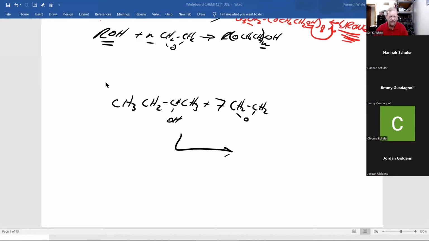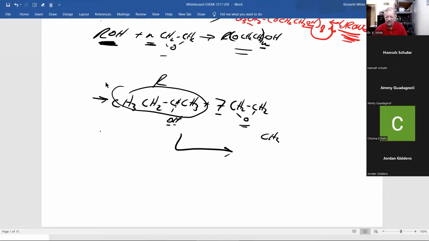Let's do this. If we look at this molecule right here, you look for what's different, what's not carbon, what's not a hydrogen. Ooh, oxygen with a hydrogen on a carbon, that's an alcohol. Ooh, 7 moles or molecules of ethylene oxide, and you make this polyether alcohol. What's R? This. And therefore, I'm going to draw this R.